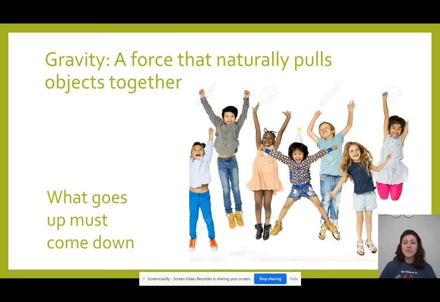The non-contact force we're going to focus on this week is gravity. Gravity is a force that naturally pulls objects together. Think about the saying, what goes up must come down. If you were to jump up right now, you might go up for a little bit, but you're going to be brought back down to the ground. Just like if you were to pick up a pencil and drop it, it's not going to hover in the air or fly up. It's going to fall right back down onto the table. That is that invisible force of gravity that is pulling us back down towards the earth. It is a non-contact force that pushes us down.